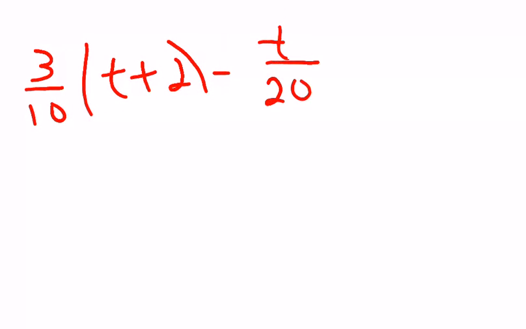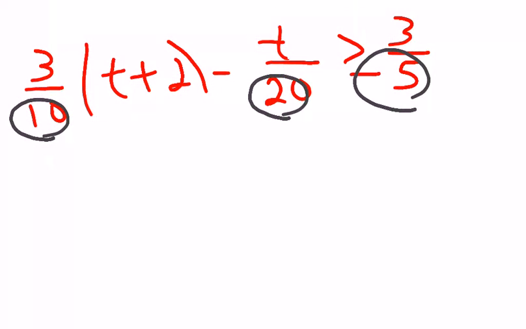Next example, 3/10 (t + 2) − t/20 ≥ 3/5. So let's look at our denominators. We have 10, we have 20, and we have 5. And so the least common denominator would be 20. Now this one's a little tricky because it's 3/10 times (t + 2). So we only have to really multiply the front part by 20 because it's eventually going to get distributed anyway.